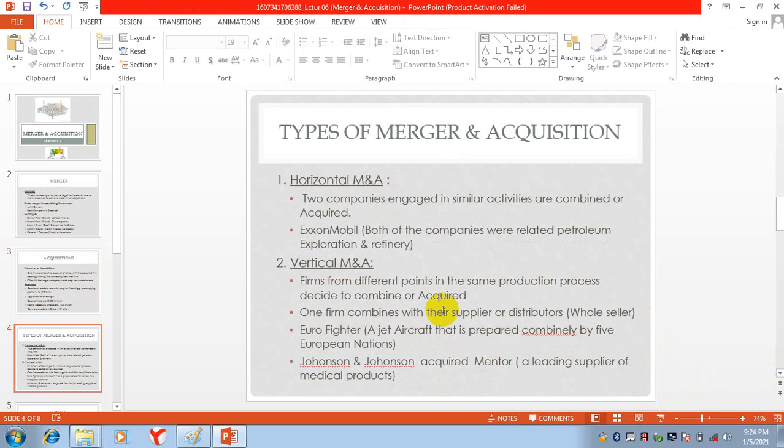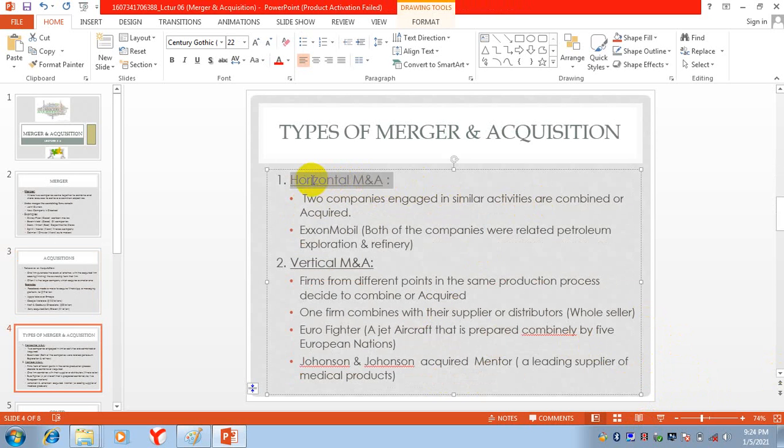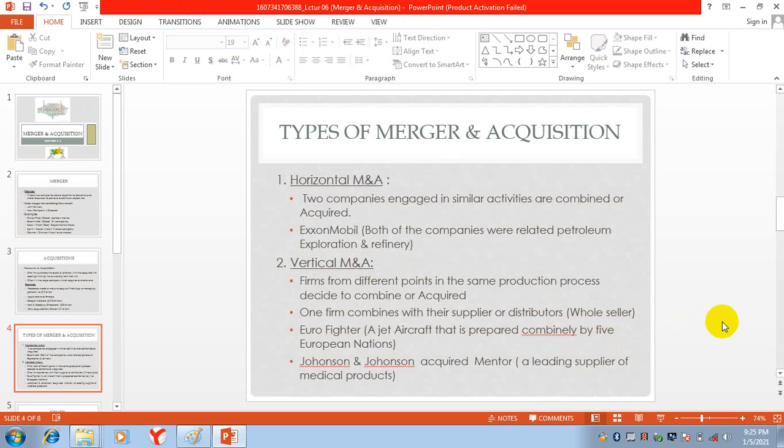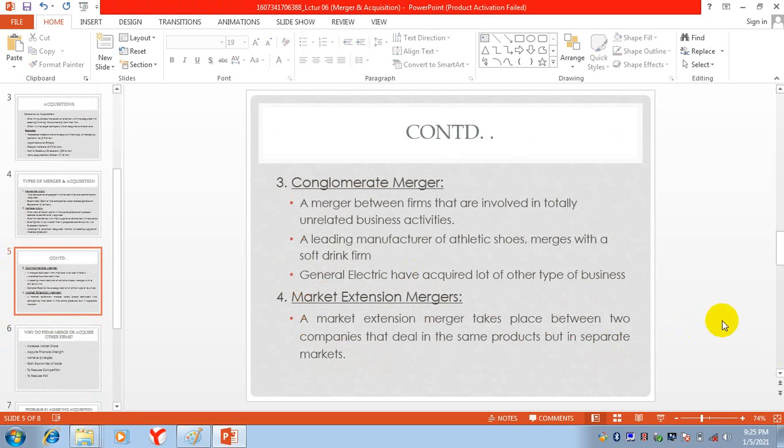Now there are different types of mergers and acquisitions. One is horizontal merger and acquisition. Then there is vertical merger and acquisition. And the third one is conglomerate merger and acquisition. And the next one is market extension.